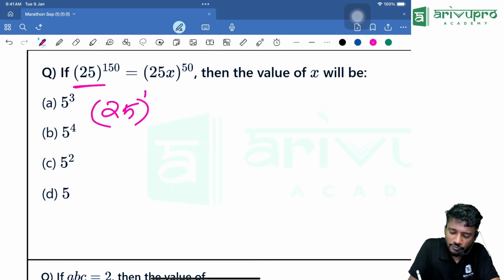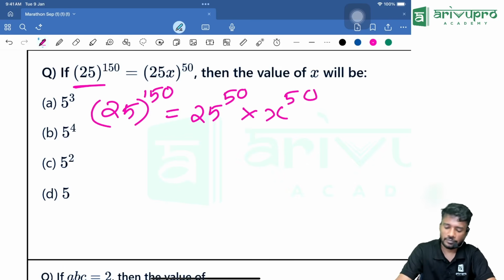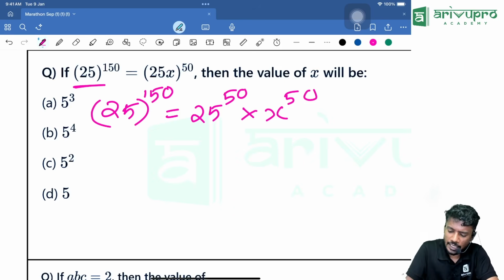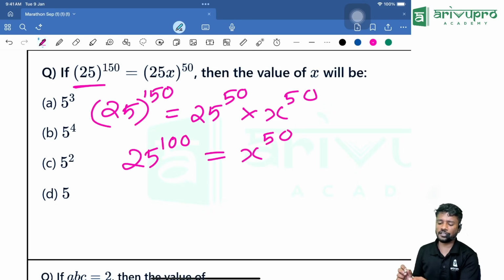25 raised to 150 is equal to 25 raised to 50 into x raised to 50. Get me the answer. So, can I cancel certain things? 25 raised to 150 divided by 25 raised to 50 will be what? 25 raised to 100 is equal to x raised to 50. So, what should be the value of x so that it will be equal to 25 raised to 100?